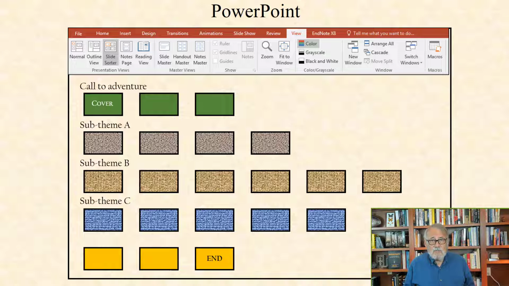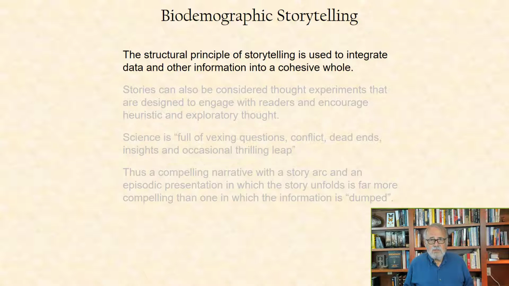The first column contains your main thread of slides, which is to say the first slide for each new part of your presentation. The rows contain the slides with your results and/or other content, with the last row containing your closing comments and call to action. You need transitioning strategies from the end of one section to the beginning of the next. The structural principles of storytelling are used to integrate data and other information into a cohesive whole.